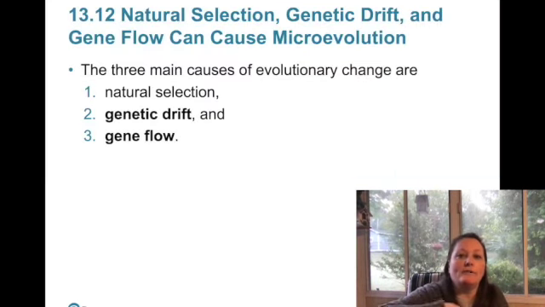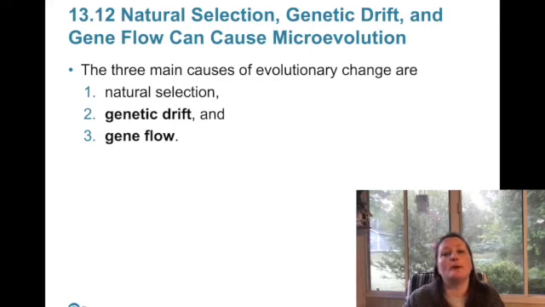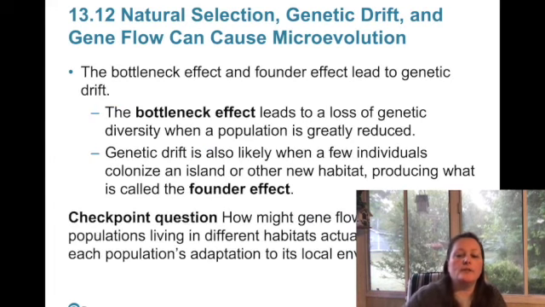Mechanisms of microevolution. Whew, we're getting close to the end now. Yay! So we have natural selection, genetic drift, and gene flow. All of these can cause microevolution. Remember, micro, small, little changes. We've already talked about natural selection. Now we're going to talk a little bit about genetic drift and gene flow. So we have what's called the bottleneck effect and the founder effect. Both of these can lead to genetic drift.